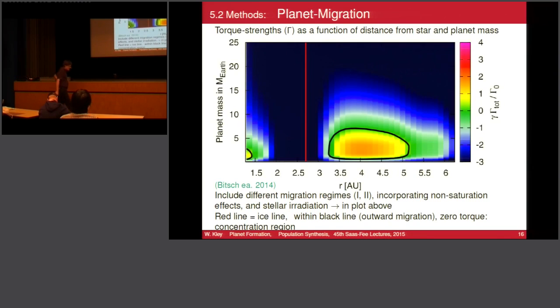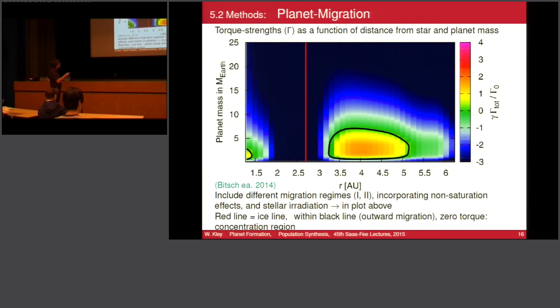Planet migration has become more complicated due to this type 1 business, which is a crucial ingredient. That's why I have to repeat this here again. This is a plot by Bitsch and others. This is the planet mass in Earth masses, and this is the radial distance, and plotted in colors is the torque gamma, the torque strength as a function of these two parameters. You can see sometimes they are positive, this reddish bit, and sometimes they are negative, this more bluish bit. Within this solid line the torques are positive, and outside they are negative. So here they're positive, and here again negative, positive here.